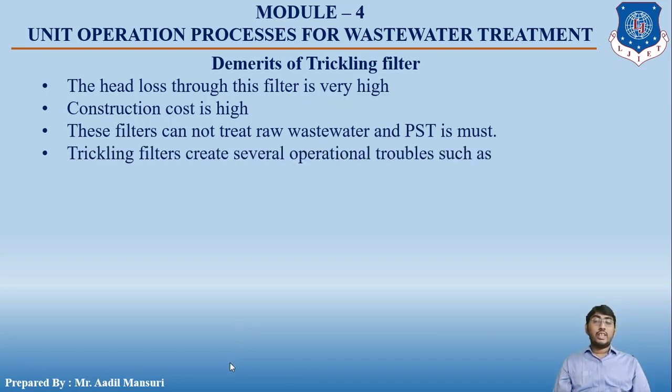Trickling filter creates several operational troubles. For example, fly nuisance. A fly named Psychoda develops, which may create problems on reaching the residential area. The problem can be controlled by flooding the filter for 24 hours, and the flooding will destroy the larvae, but in doing so the operation of the filter is disturbed. To avoid this situation, a standby unit is always provided in the plant so that it can be used for wastewater treatment at the time of flooding.